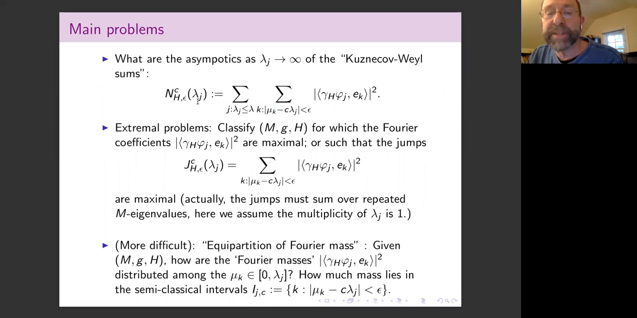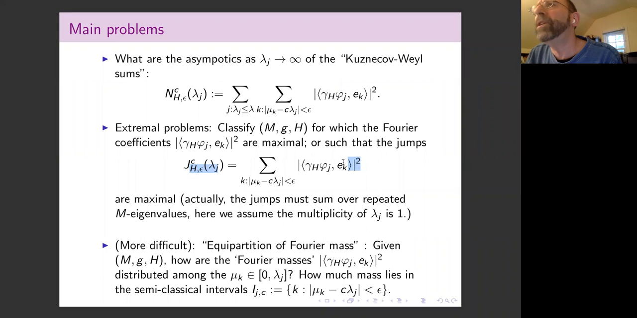And so I'm cheating a little bit here, but the jumps at the eigenvalues would just be the sum of squares of the Fourier coefficients when the mu k's lie in this interval around the C lambda j. So I think of this as how much mass of the restriction, or energy of the restriction, lies in this band of Fourier coefficients. Many people have studied the L2 norms of restrictions. Birkirard Svetkov, I think, had the first paper, maybe in the general Riemannian setting.